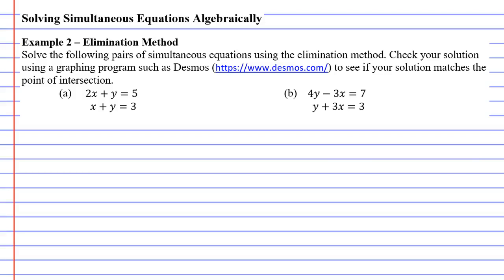In this video we're going to complete example 2 and we're going to solve a pair of simultaneous equations using what is known as the elimination method. Once we've solved them, we're also going to use Desmos to check if our solution is correct. So we'll start on question A.